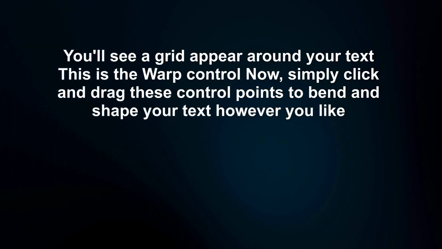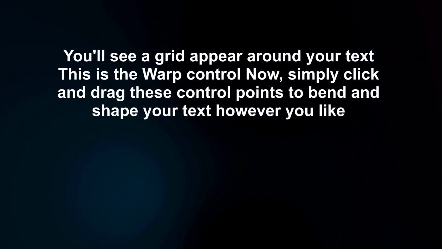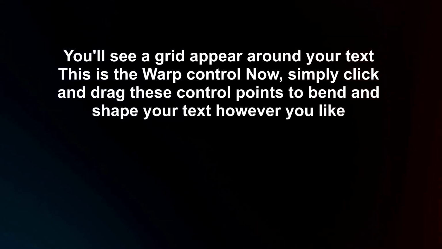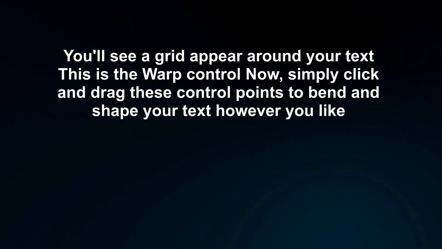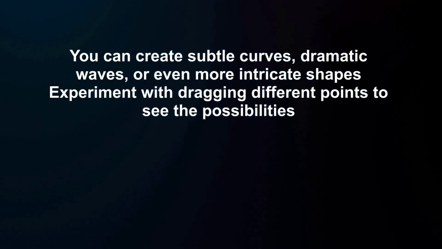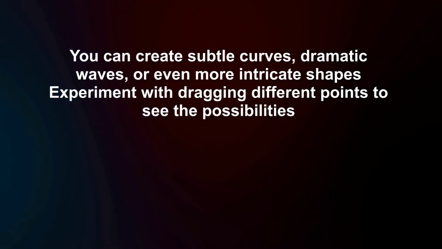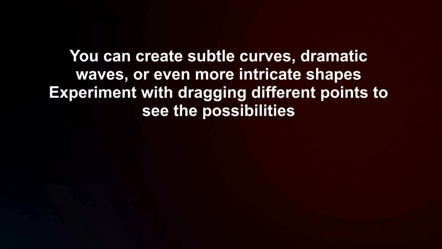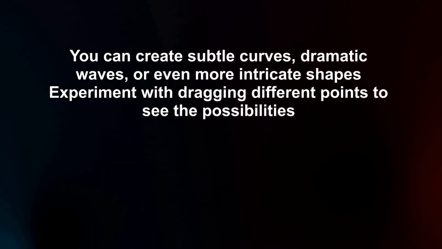You'll see a grid appear around your text. This is the warp control. Now, simply click and drag these control points to bend and shape your text however you like. You can create subtle curves, dramatic waves, or even more intricate shapes. Experiment with dragging different points to see the possibilities.